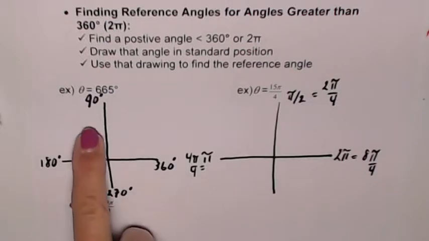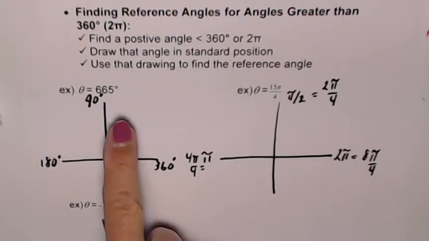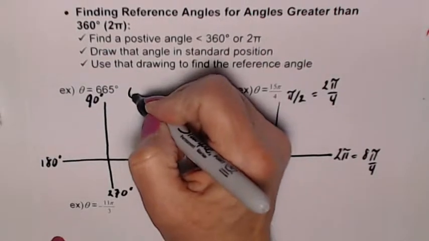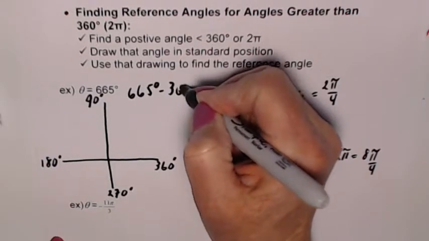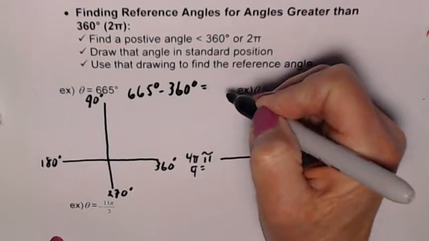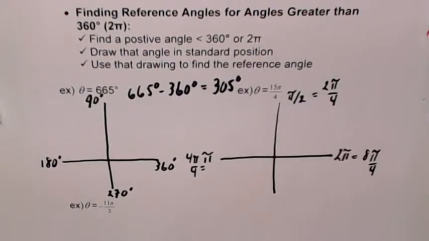So here is the first example we're going to consider. 665. Well, we can see from there that it's greater than 360. We have a complete revolution in there. So let's take the 665 and subtract out the 360 degrees. And that gives us 305 degrees. So we're going to be considering that angle.